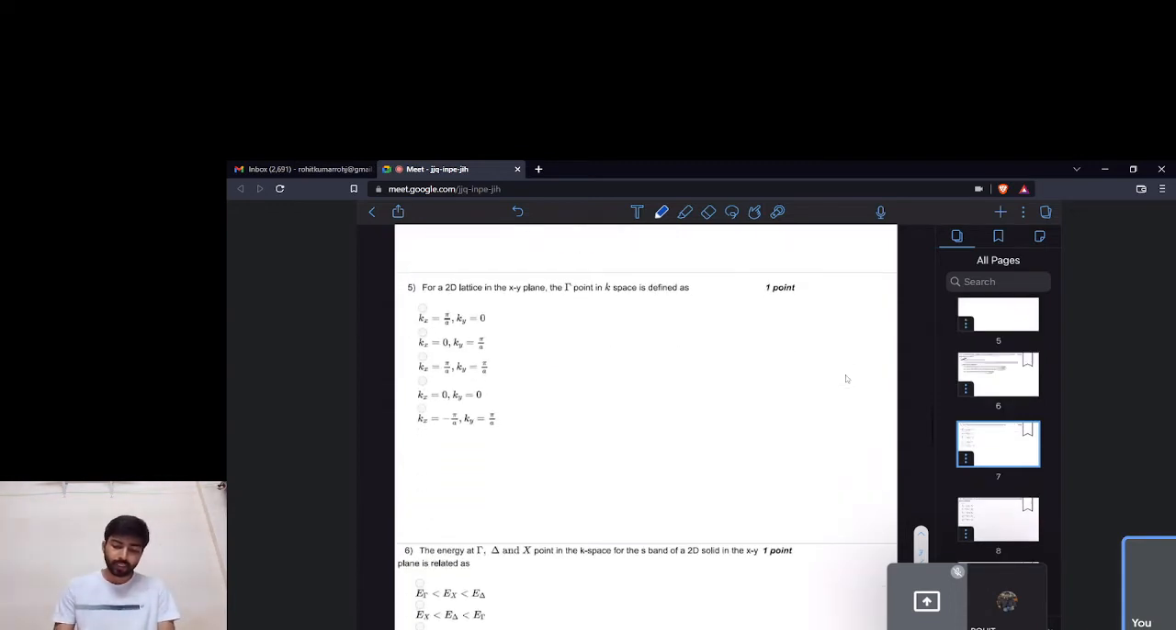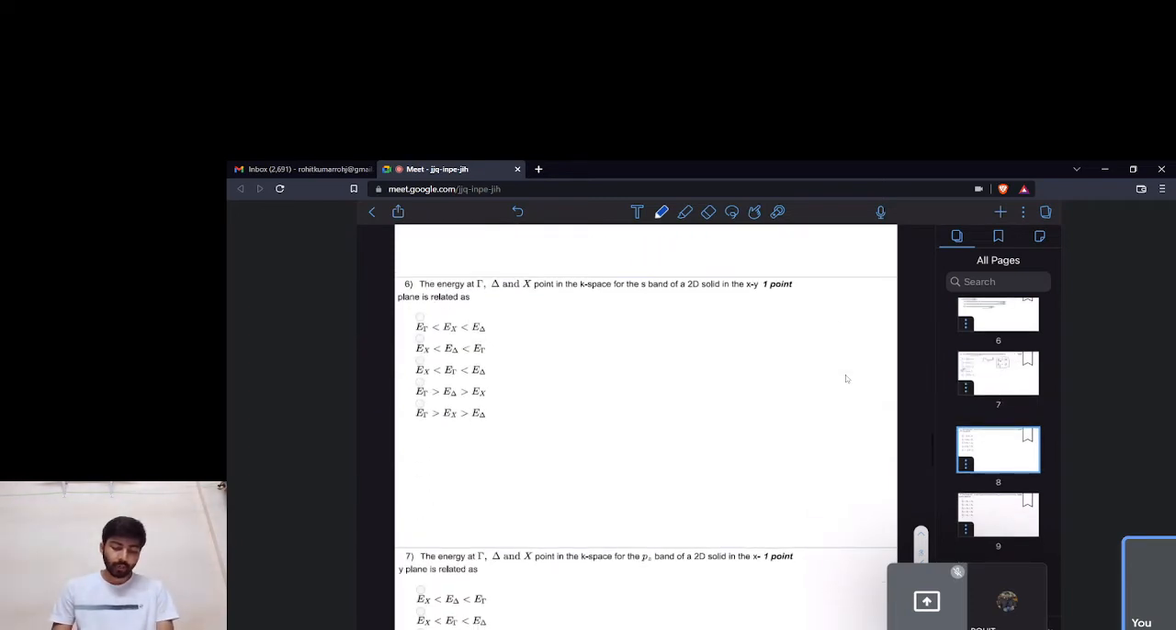Now for a two-dimensional lattice, question number 5 is: for a two-dimensional lattice in the xy plane, the gamma point in k space is defined as. Now by convention, the gamma point is a highly symmetric point, and in two-dimensional k space we have kx value to be 0 and ky value to be 0. So if a high symmetry point is given by kx equal to 0, ky equal to 0, then that point is known as the gamma point. So we have option 4 here.